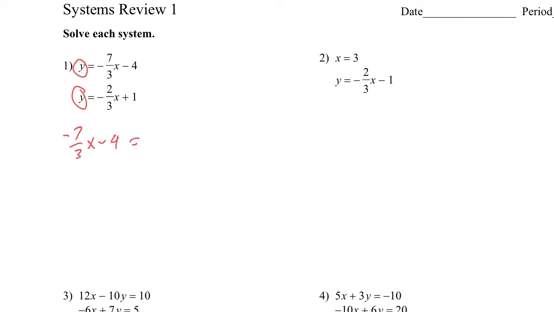So there's the first one. I'm going to set it equal to the second one because they both equal y. You can think of this as substitution. You're taking this equation and plugging it in for y. And then once you got them set equal to each other, you just solve for x.